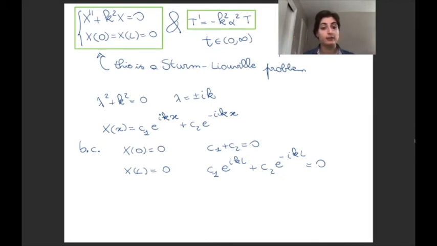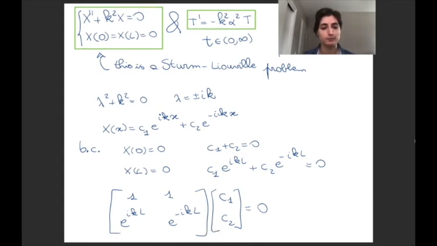And we impose the boundary conditions, so we need C1 plus C2 equal to 0 because X at 0 is equal to 0, and X at capital L is also equal to 0, so we need C1 exponential of ikL plus C2 exponential of minus ikL equal to 0. We can write it as a matrix problem. So this matrix is 1, 1, exponential of ikL, exponential of minus ikL, and this matrix multiplied by the C1 and C2 vector is equal to 0.